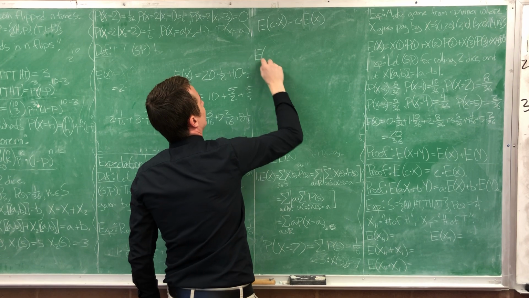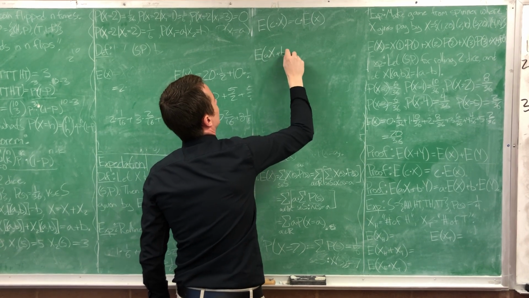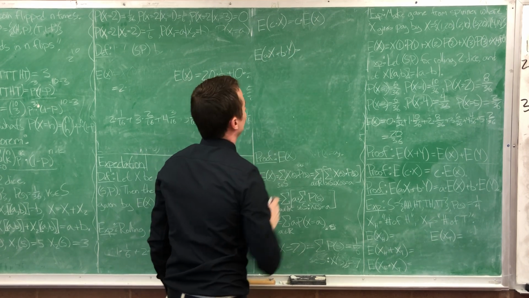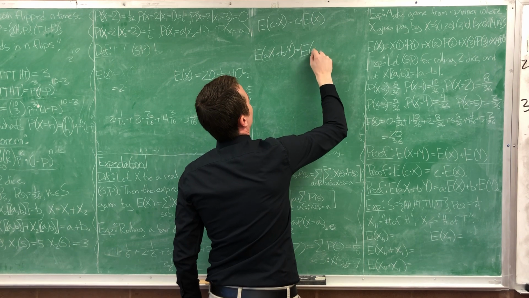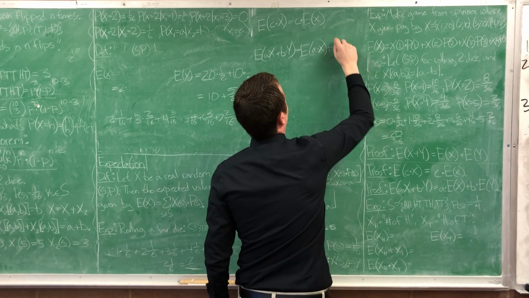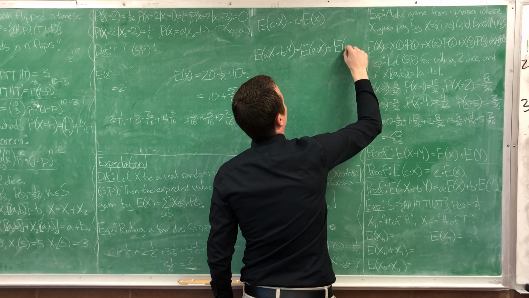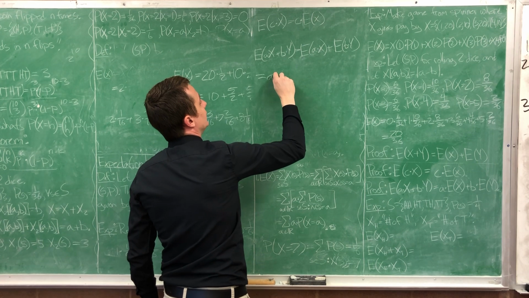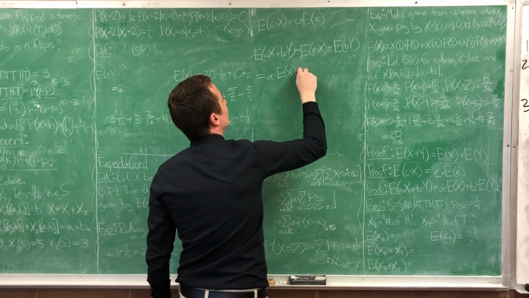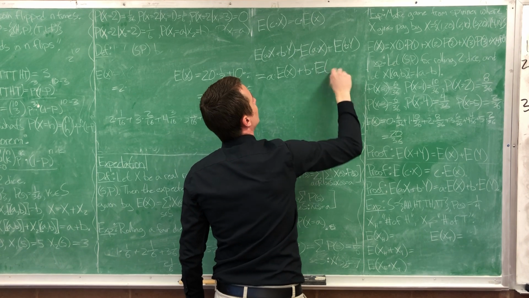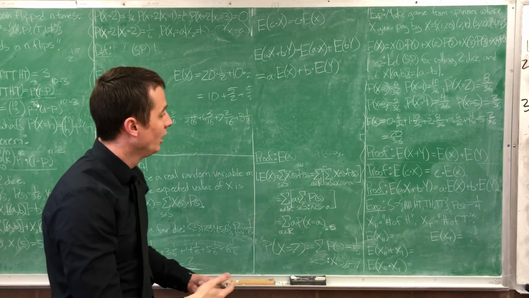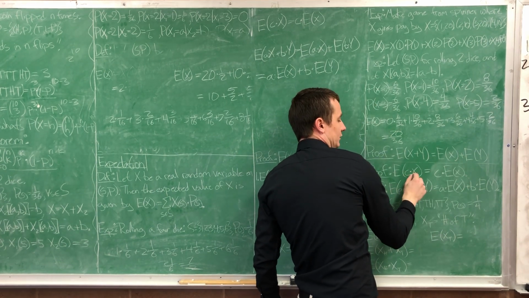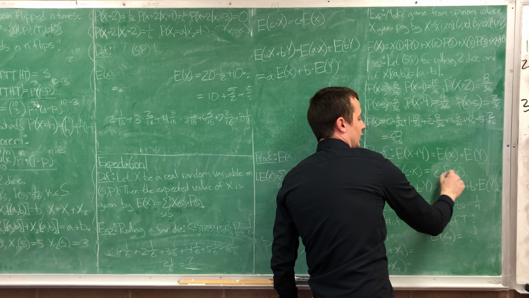So the expected value of ax plus by, remember x and y here are functions, is equal to, using our first proof, the expected value of a times x plus the expected value of b times y, which is equal to, then using our second proof, a times the expected value of x plus b times the expected value of y. And we're done. That's linearity. Okay, so the expected value of a sum is equal to the sum of the expected values. The expected value of a constant times x is equal to that constant times the expected value of x.